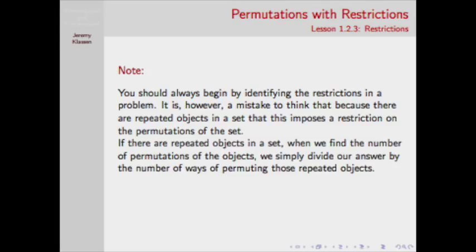When there are repeated objects in a set, what we do first is determine the number of permutations of the entire set, and then we divide by the number of permutations of the groups of repeated objects. Thus, the number of permutations of the set AABBBC will be 6 factorial divided by 2 factorial for the 2 A's and 3 factorial for the 3 B's.